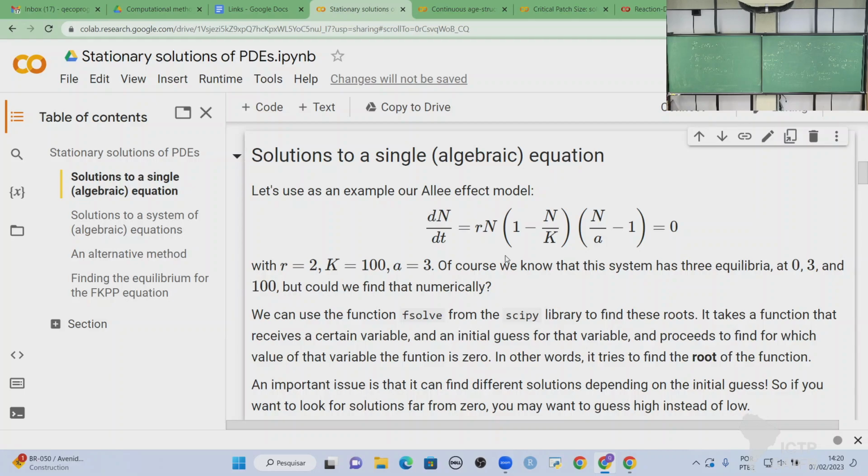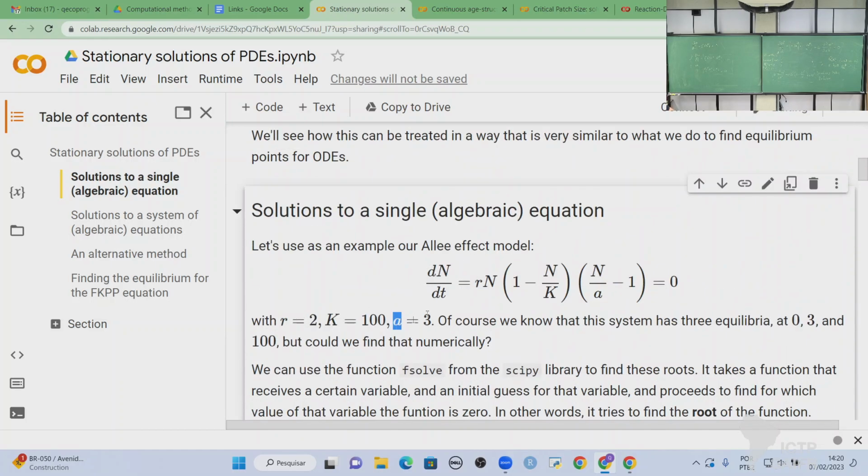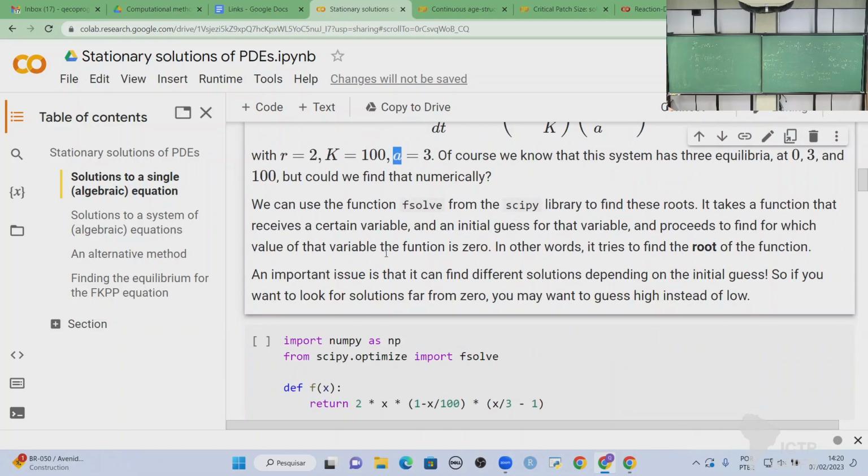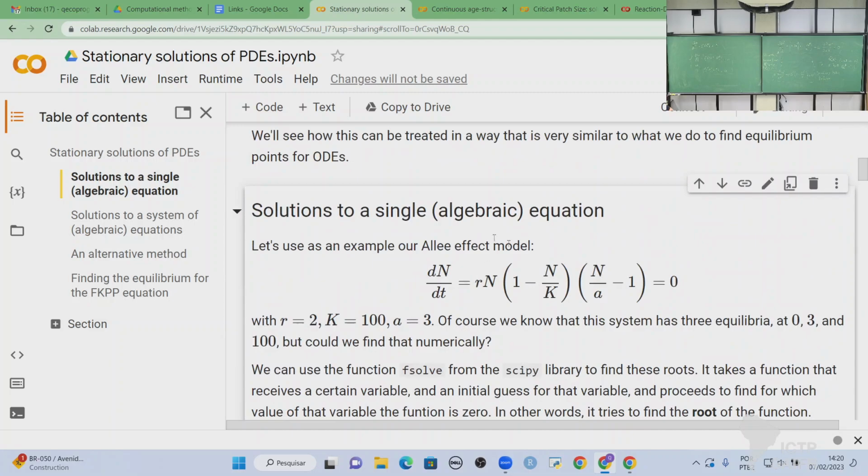And now I'll choose some values for r, for the carrying capacity, and for this threshold value for the Allee effect, okay? So I have r equals 2, K equals 100, A equals 3, and so on. Okay, and now we want to see what the equilibria are, right? Of course, this is already factored, so the equilibria will be 0, 100, and 3, where each of these factors is 0, okay?